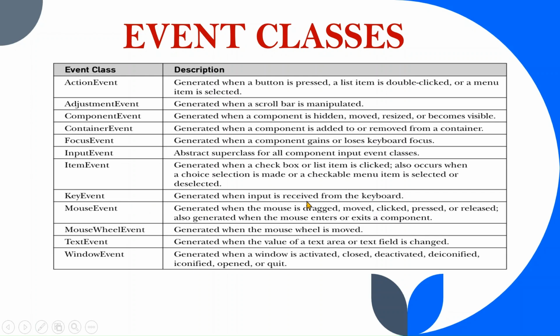Then key event is generated when input is received from the keyboard, like when you press a key on the keyboard, when you release the key, as well as when you type characters through the keyboard. Then mouse event is generated when the mouse is dragged, or the mouse is moved, when we click, when the mouse is pressed or released, and also generated when the mouse enters or exits a component. So if you place the mouse onto the applet window, that is called entered. You remove the mouse from the applet window or the frame window of the container, then it is called exits a component. Then mouse wheel event is generated when the mouse wheel is moved.